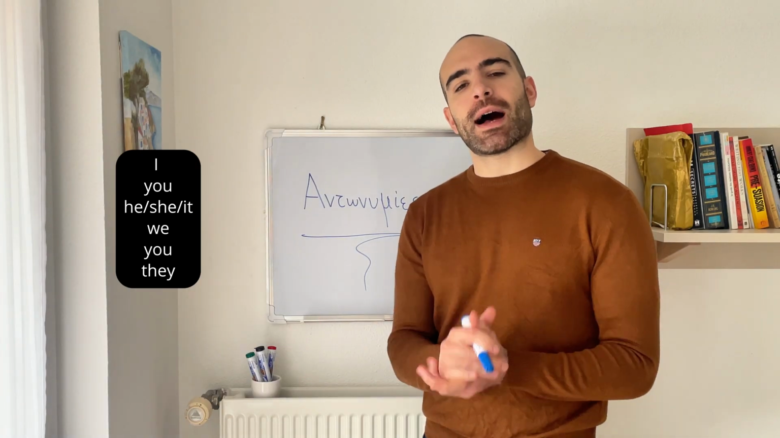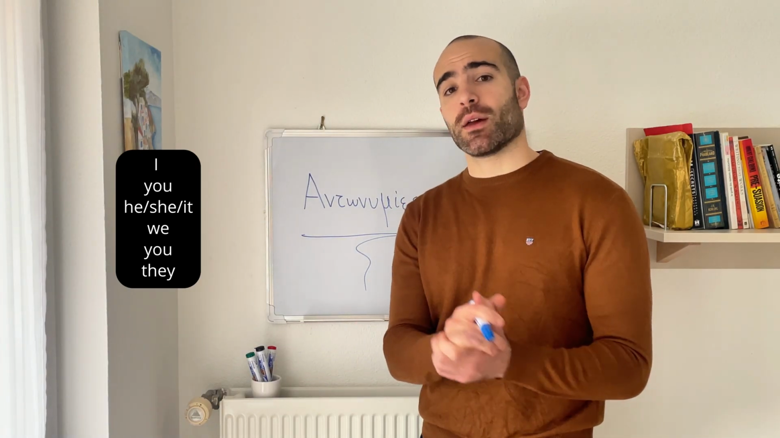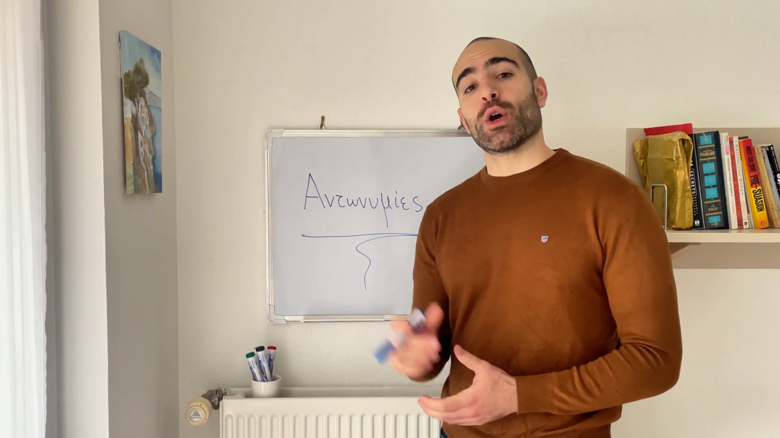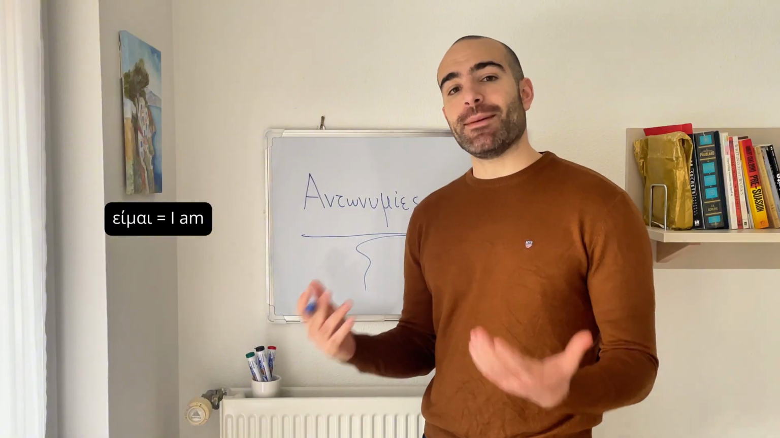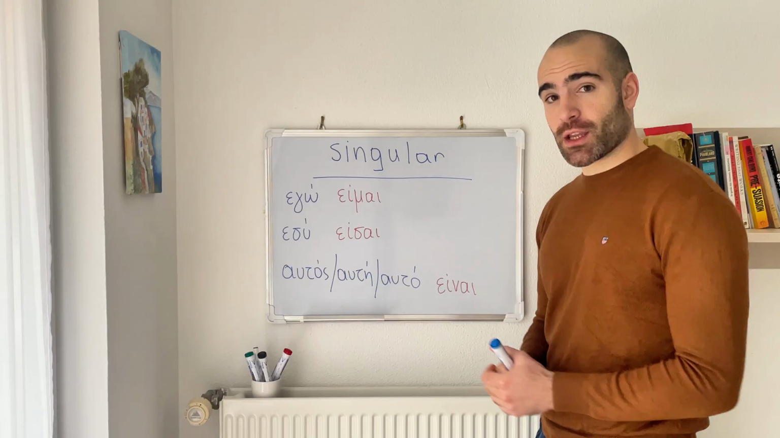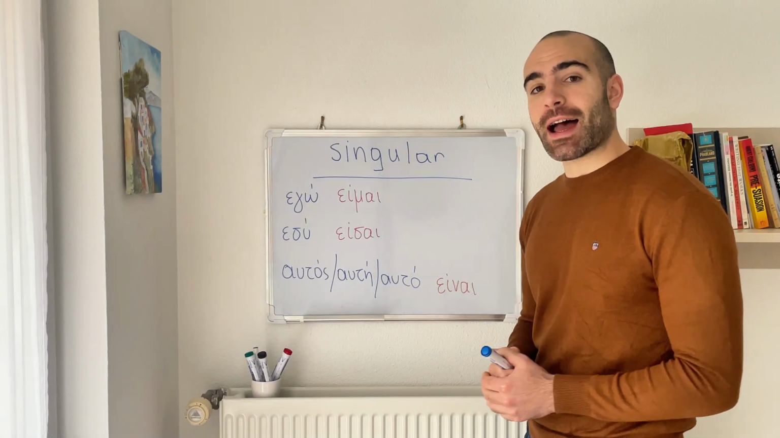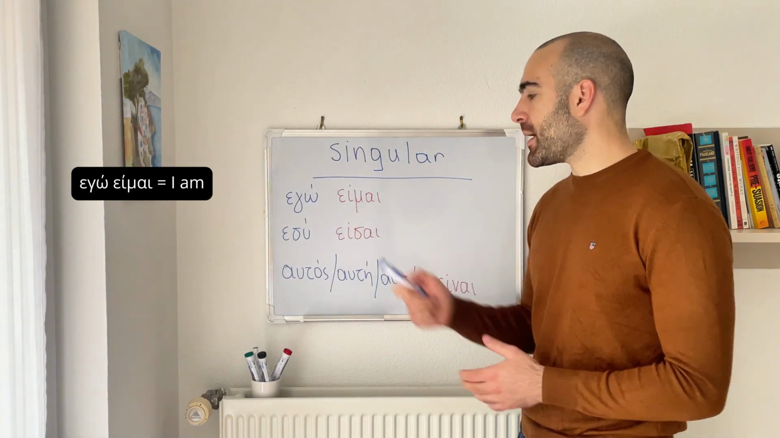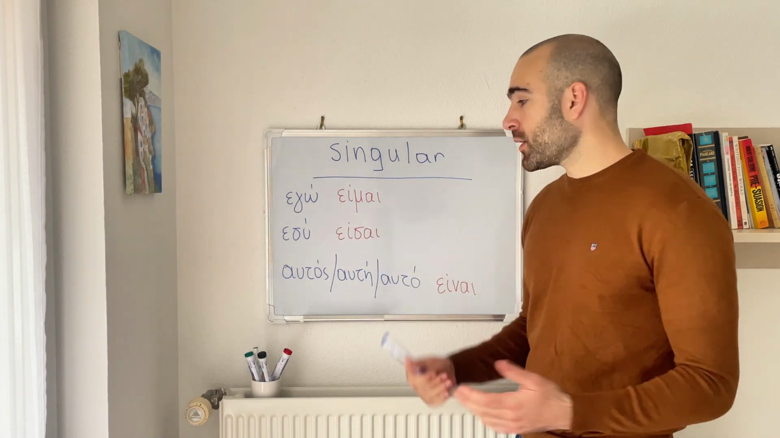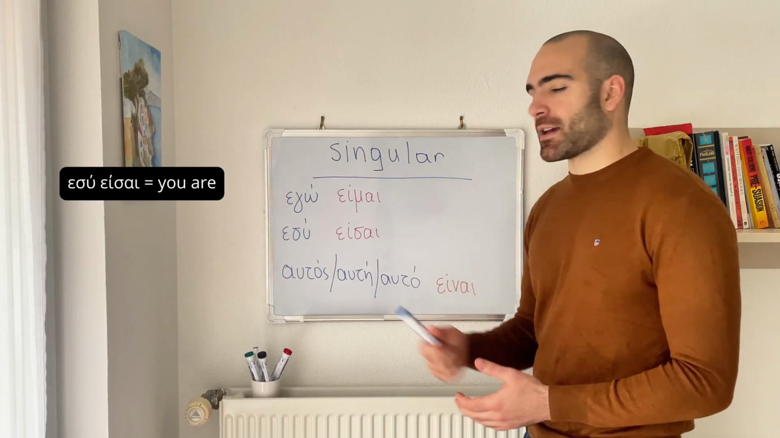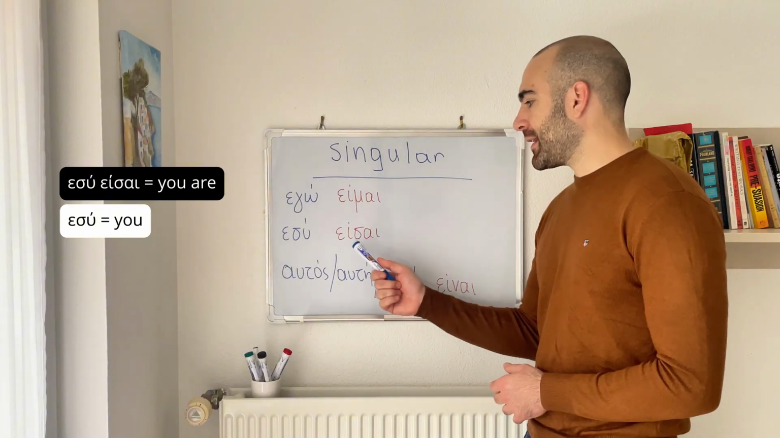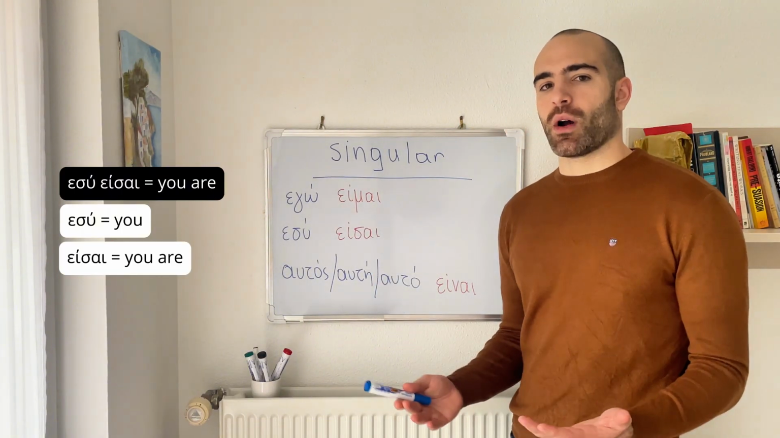For example, I, you, he, she, it, we, you plural, and they. And in Greek, I like to teach them with the verb to be, which is the verb είμαι in Greek. So let's see it together. So starting out with the singular, we have first I am. Εγώ είμαι, εγώ is I, είμαι I am. Moving on, εσύ είσαι. Εσύ is our pronoun, you, and είσαι is you are.